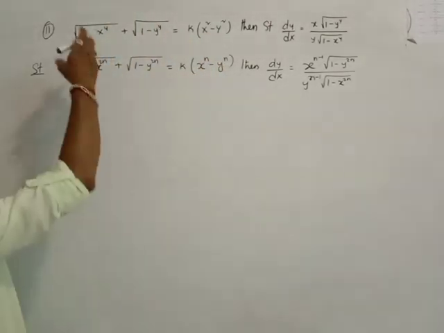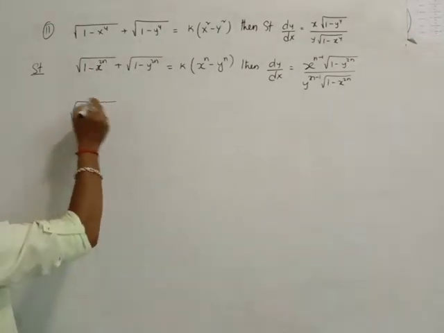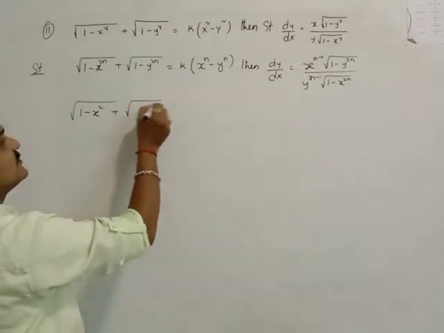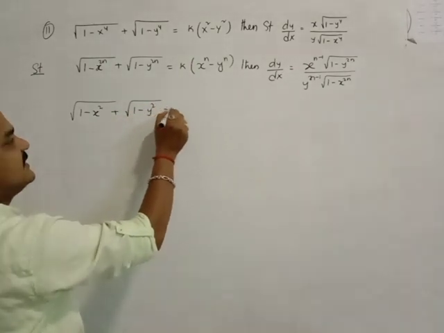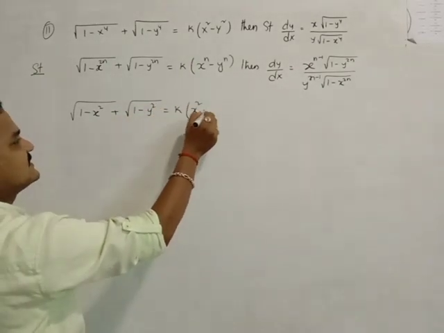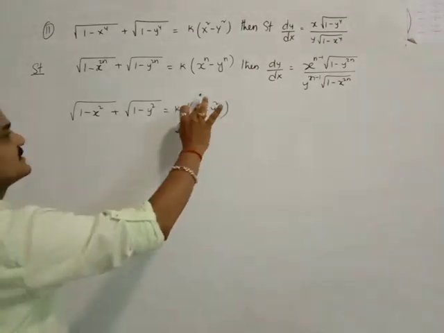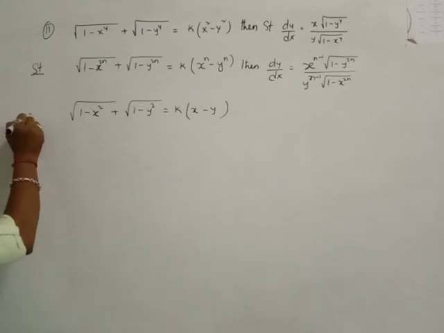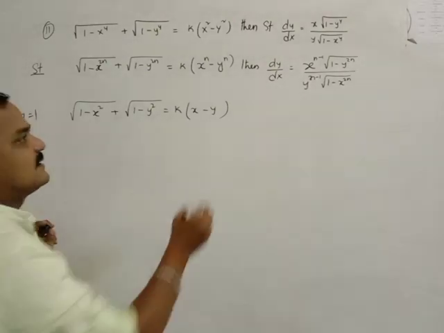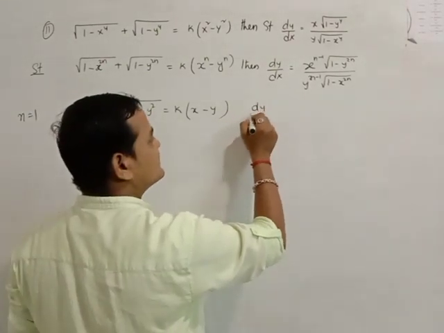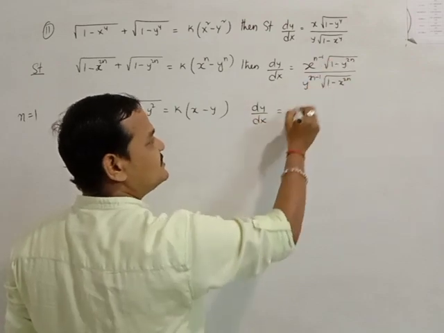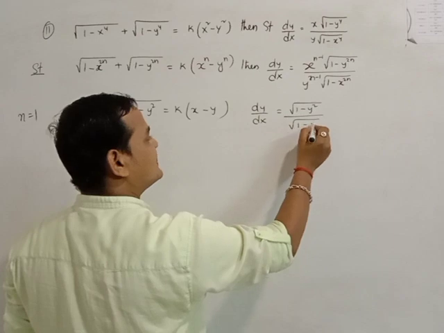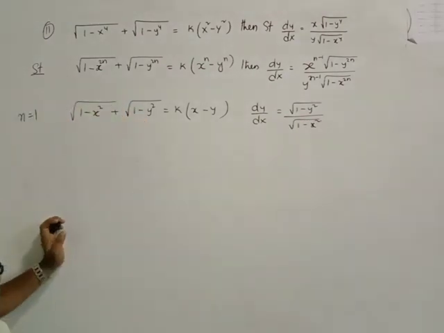You can write out a lot of questions this way. If n is equal to 1, you take root over 1 minus x square plus root over 1 minus y square is equal to k into (x minus y), because I am taking n is equal to 1. Then dy by dx is equal to, x power of 1 minus 1 is 0, so don't write it, root over 1 minus y square by root over 1 minus x square. This is one of the problems.